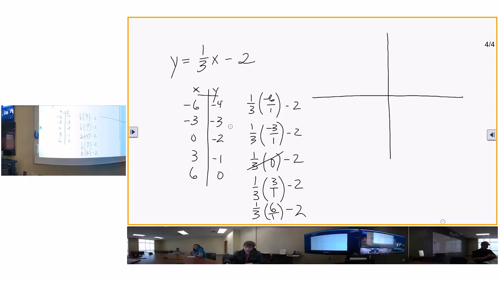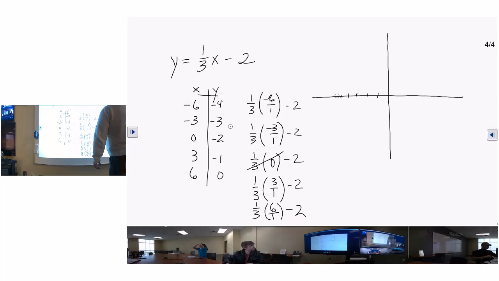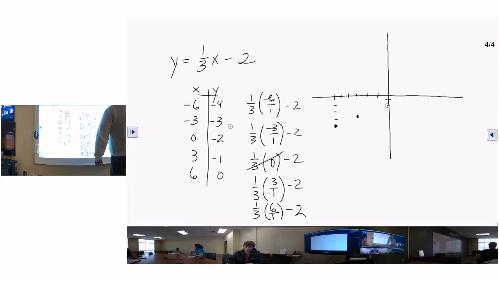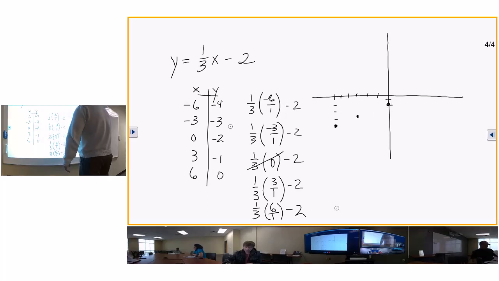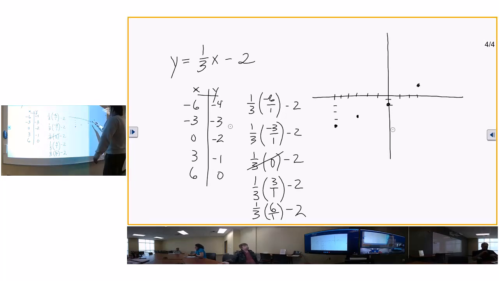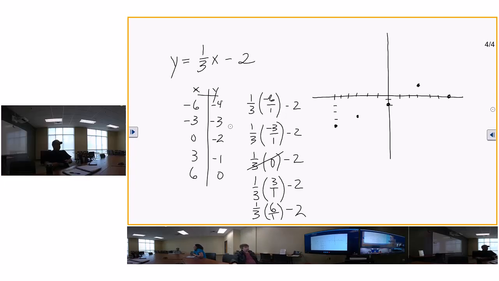Negative 6. 1, 2, 3, 4, 5, 6. Negative 3. Negative 3. 0. Negative 2. I'll say mine's going to be off because I'm not using graph paper. 3. 1. 6. 3, 4, 5, 6. Well, that's not right. 6 is 0. All right. Something's wrong. Figure it out.